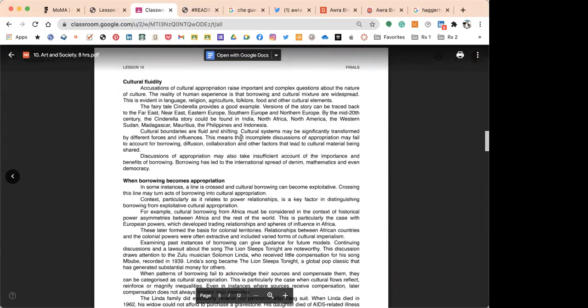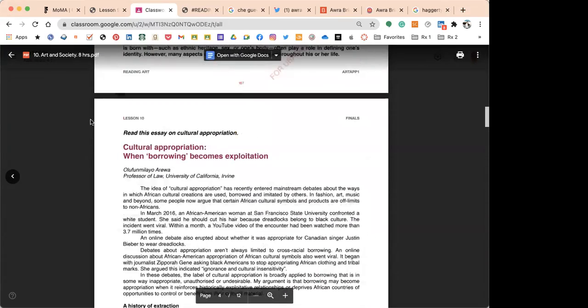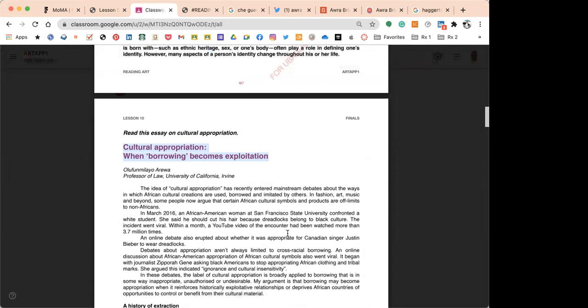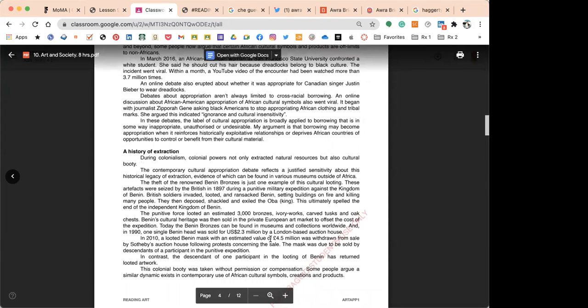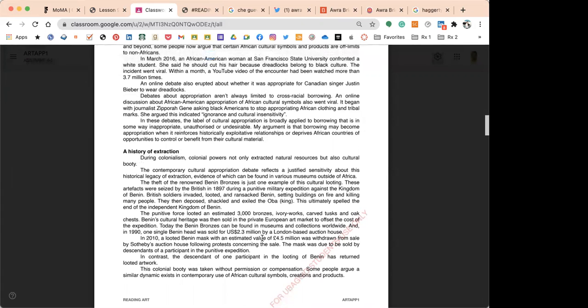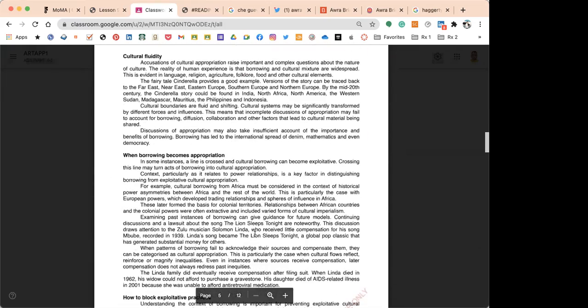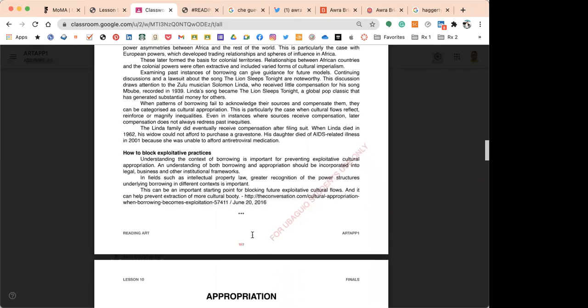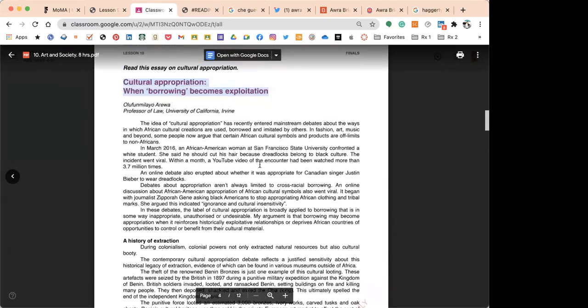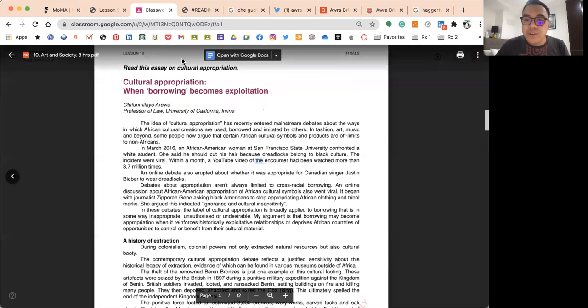But before we get there, please read cultural appropriation when borrowing becomes exploitation. There are some parts of it that will be appearing in your examination, and I want you to read it so that you have a better idea about it, so that once you become business people, some of you might become even artists, writers, etc., you know that there's actually a limit, and there are rules that govern these kinds of issues. All right, so I'm going to end there.